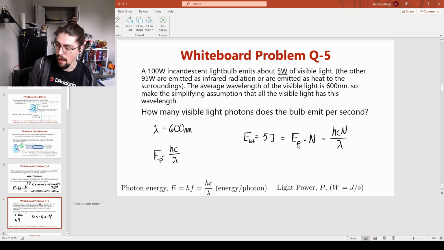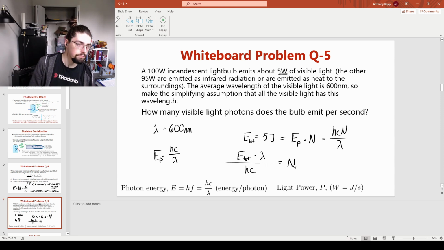Right, as we would have this thing. Energy total, or I guess not divide by, but let's do it like this. Let me just do it like this rather than talking. Energy total times lambda divided by H times C is equal to the number of photons. This equation, combining those two things together.